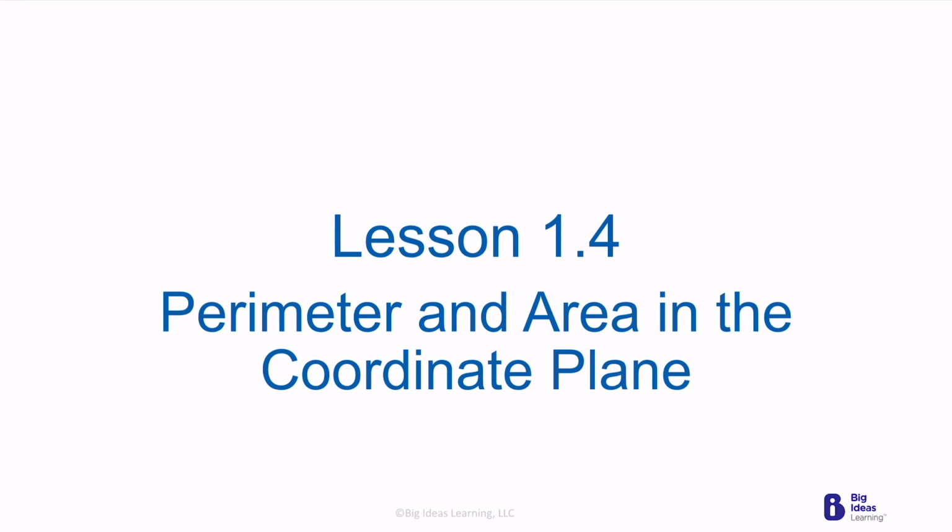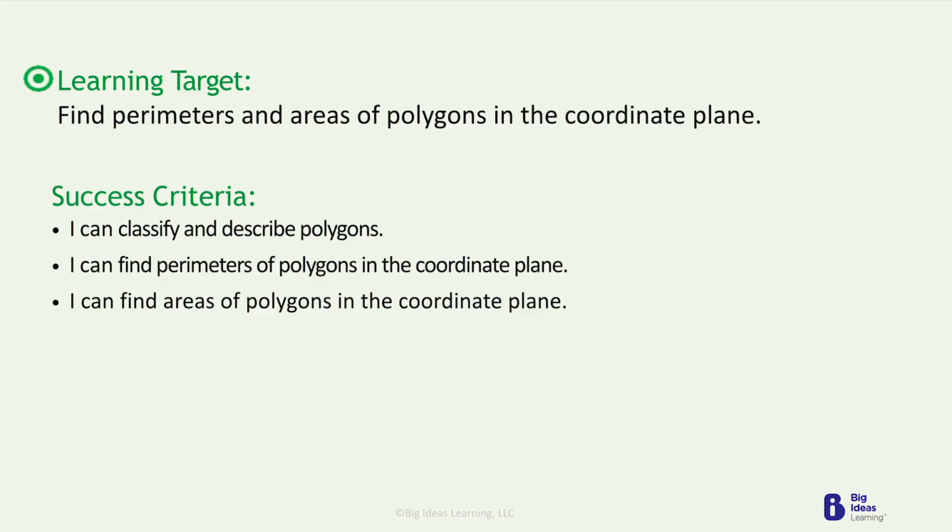All right, here we go. 1.4, perimeter and area in the coordinate plane. So we're talking about polygons, perimeter, area. This will be a very easy lesson. You should have learned a lot of this stuff before.